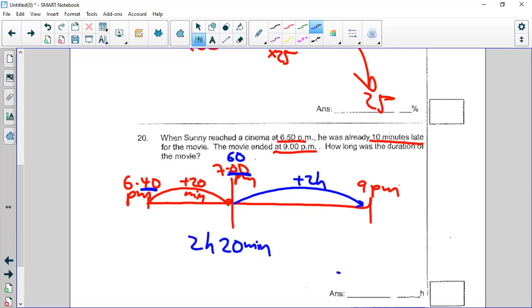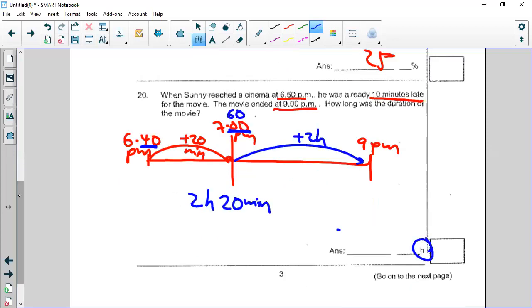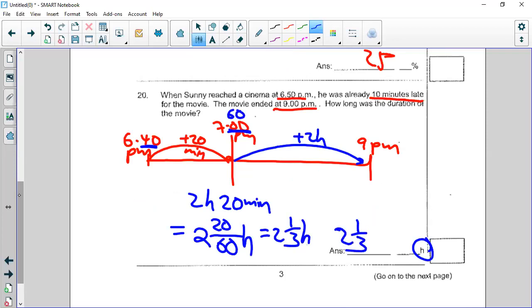And you can see that the unit is hour. Do you know how to change to hour? Get your fraction. 2 hours is 2 wholes. 20 minutes is 20 out of 60. So 2 and 20 out of 60. Get your fraction, and then simplest form. So you have 2 and 1/3. So your answer will be 2 and 1/3 hour. All right, got it? Okay, let's go to 21 already.